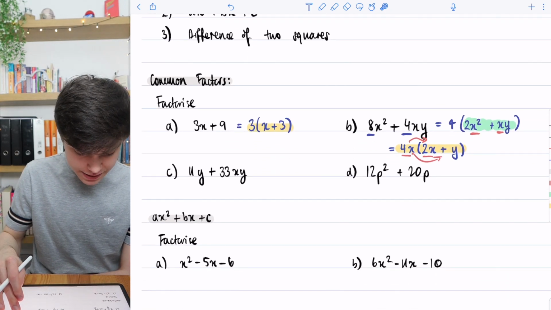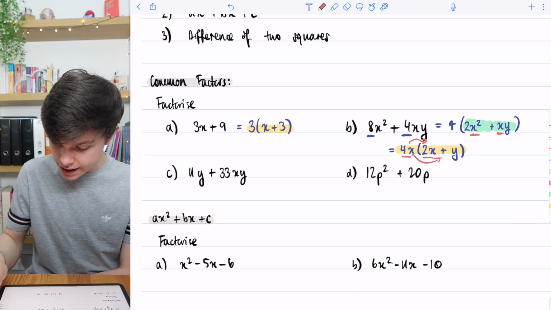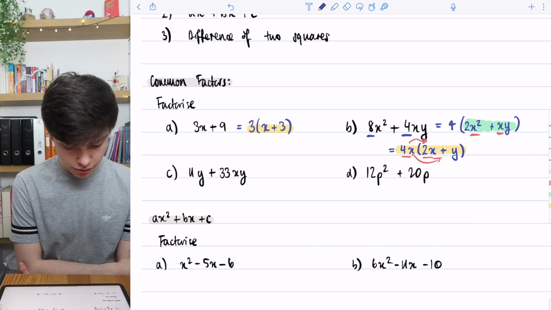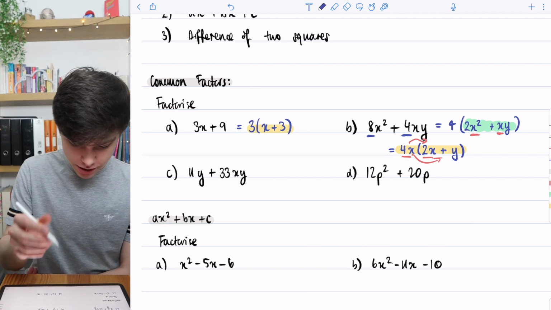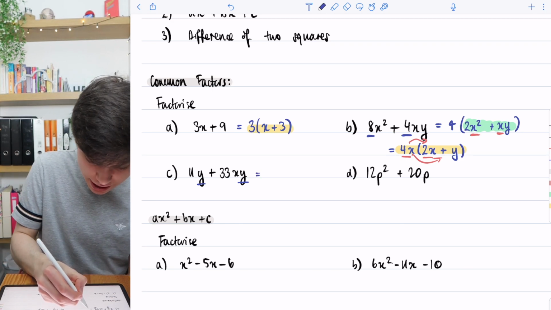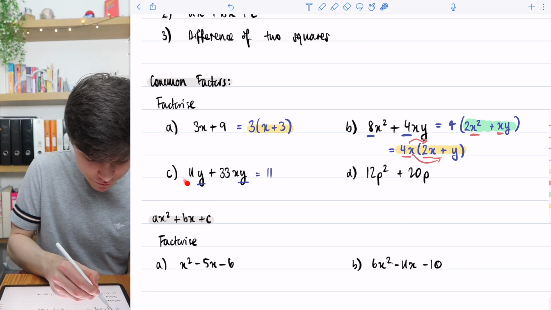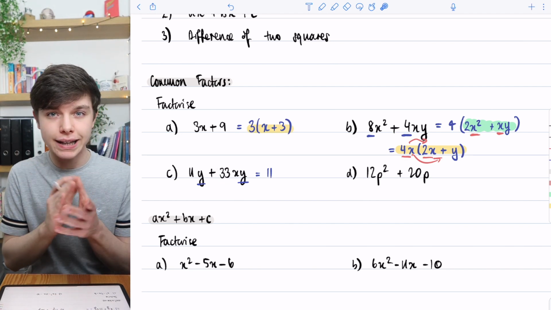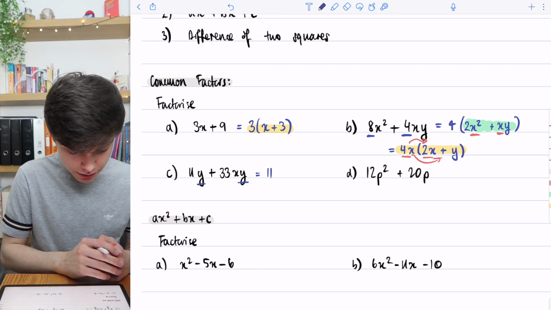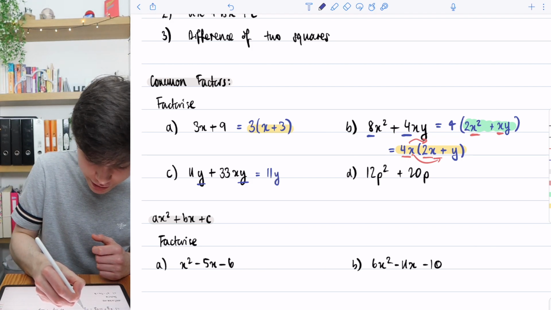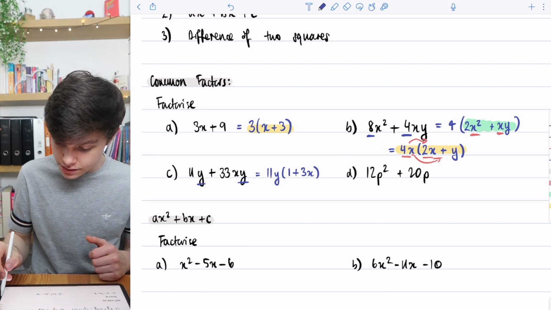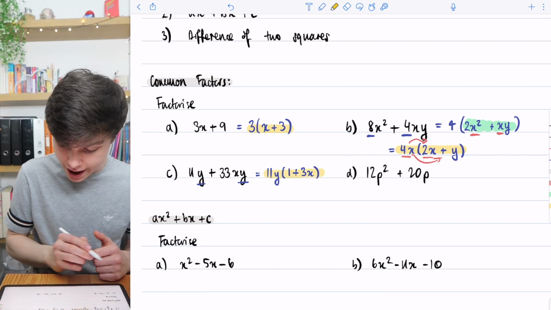All right, let's very quickly do these next ones. In C, all we could do is take out a factor of 11x from both terms. Oh, no, 11y from both terms, sorry. We've got y's in both terms. So what we'd have is 11, because both 11 and 33 are divisible by 11, and it's the highest common factor of both terms. So we can take those out there. And then we can also take out a y from both terms to give me 1 plus 3x, and that's our answer there.